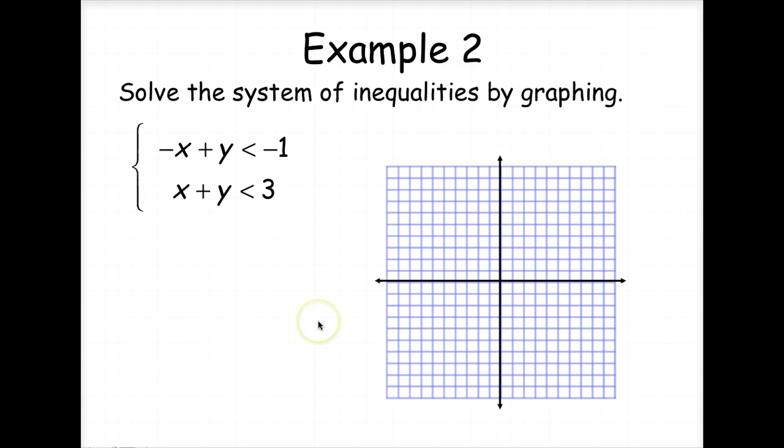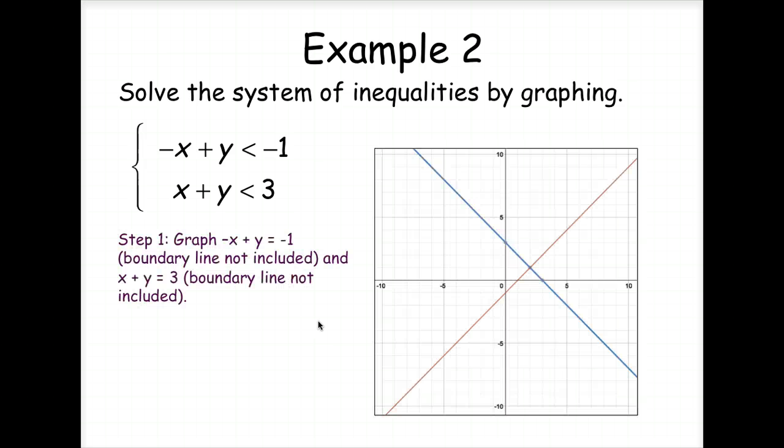Okay, there's something we're going to need to do here to begin with. Let's solve for y. So when we solve for y, we're going to have y is less than x minus 1, and y is less than negative x plus 3. So negative 1, and then the slope is up 1 over 1, and then a positive 3, and it's down 1, right 1. The boundary lines are not included yet.